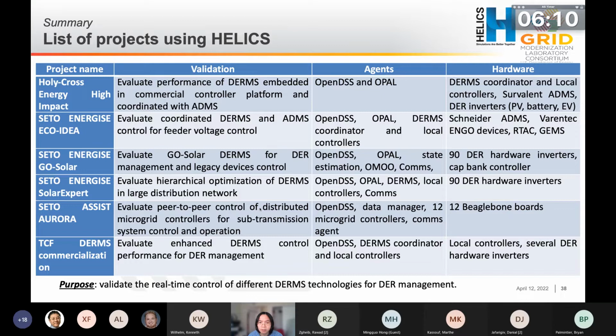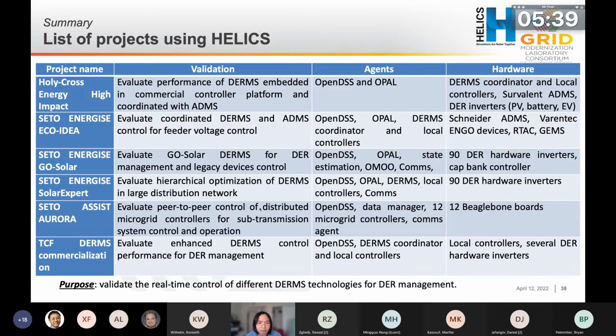In the beginning, we had all the simulation and the control agents implemented in Helix. We have OpenDSS, OPAL-RT agents, control agents, the ADMS agent, and the inverters as well. But in the final stage, we only keep the OpenDSS and the OPAL-RT agent for simulation, and we have a bunch of hardware systems to be tested. So this is the mother project we developed.